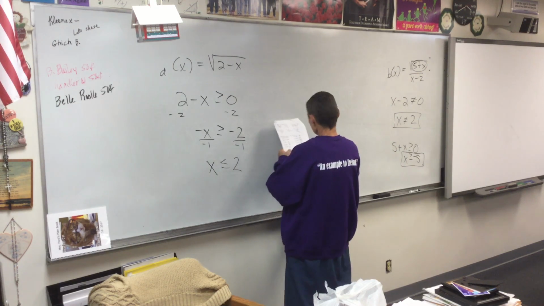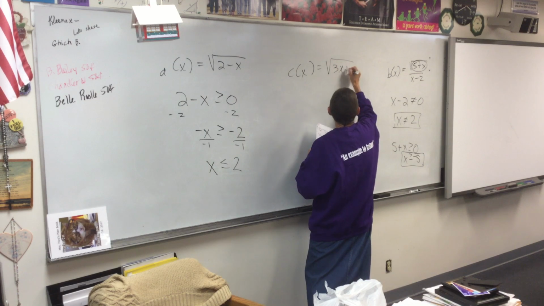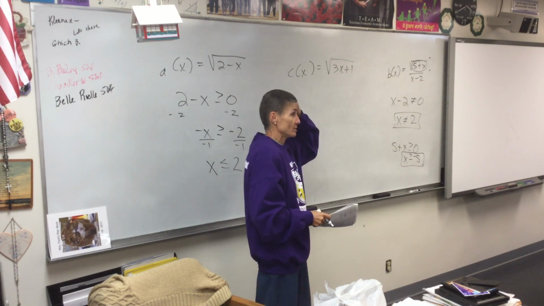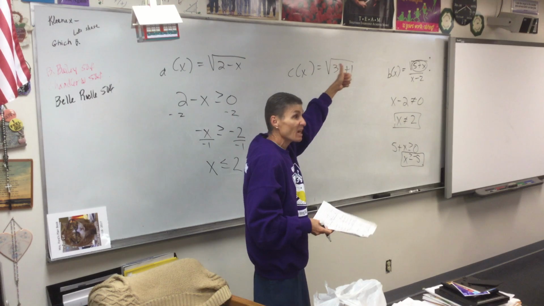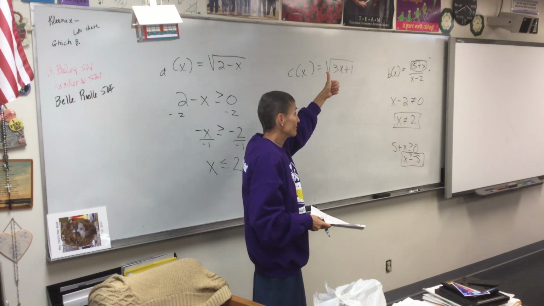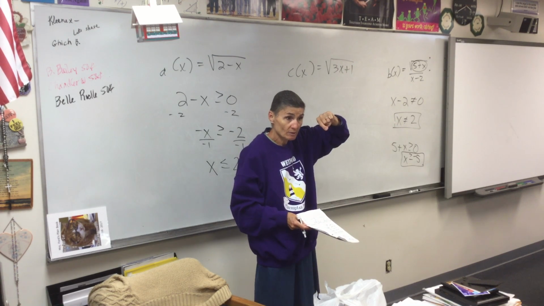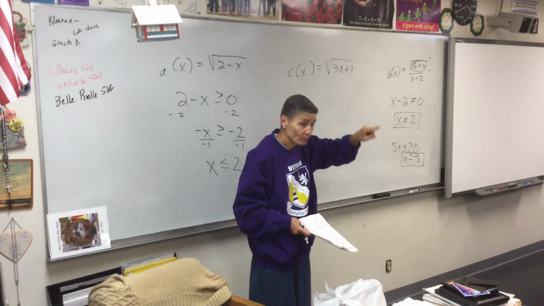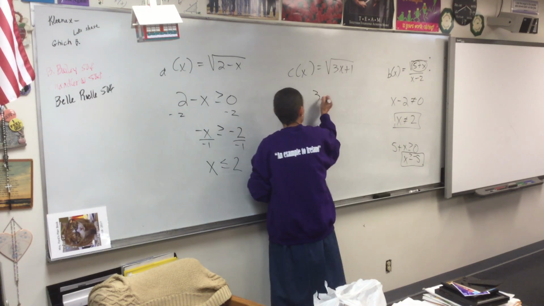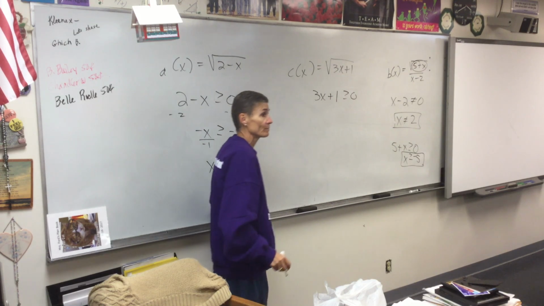Anytime the directions say, what's the domain? You ask yourself 2 questions. Do I have a fraction? Do I have a denominator? Do I have a radical? Well, I don't have a denominator, but I do have a radical. And what's my rule for radicals? Whatever is underneath, which would be 3x plus 1, has to be greater than or equal to 0.